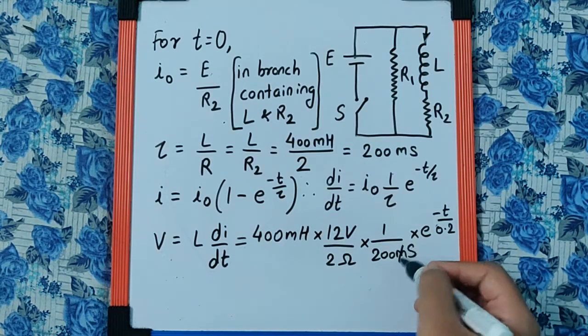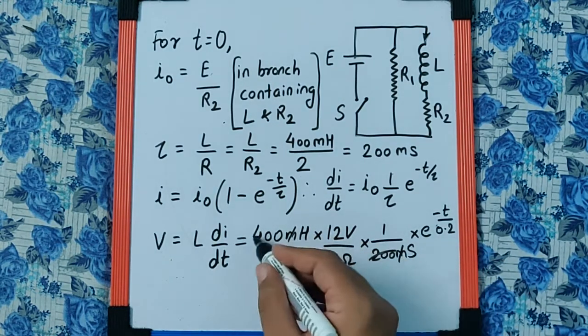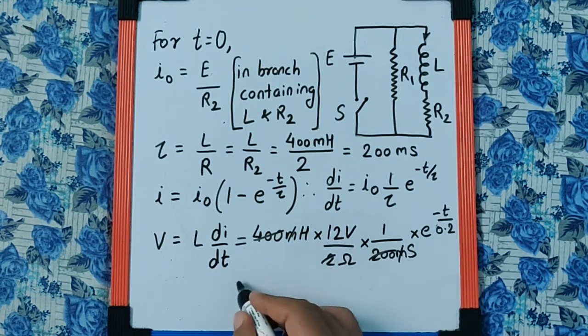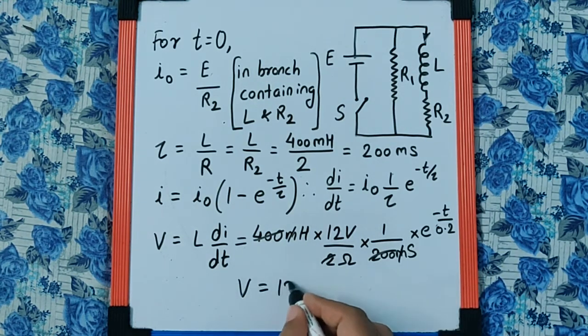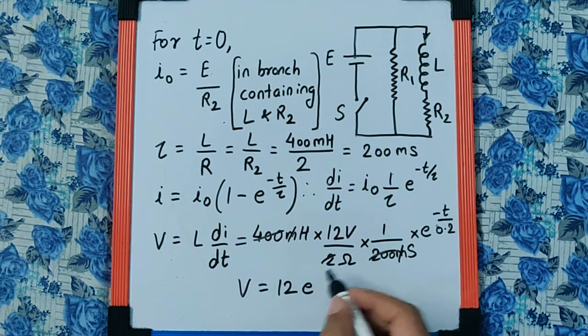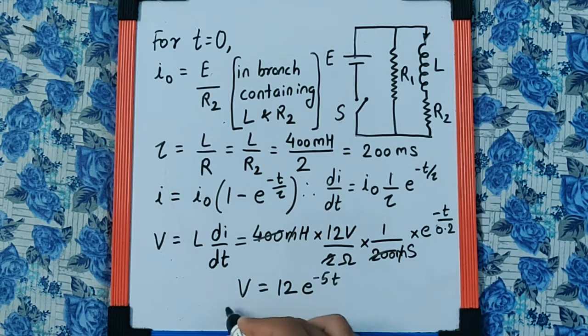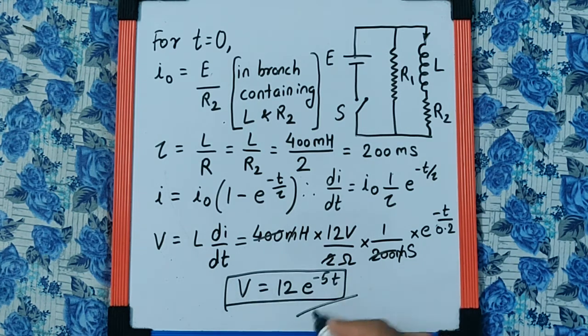Now over here definitely this milli gets cancelled, this is going to be 2 times cancelling this, so we are left with 12. So finally the equation is going to be 12 times e raised to minus 1 by 0.2, which is 5, so minus 5t. So the answer is 12 e raised to minus 5t.